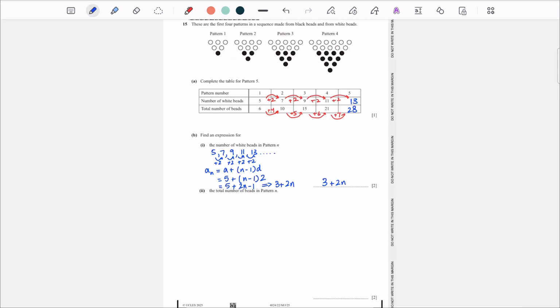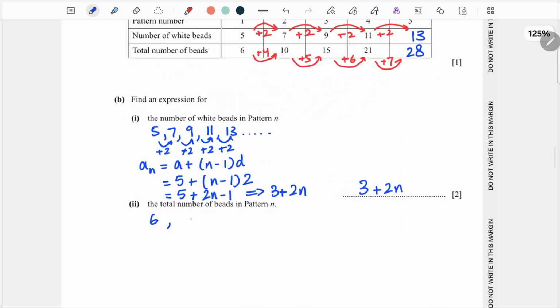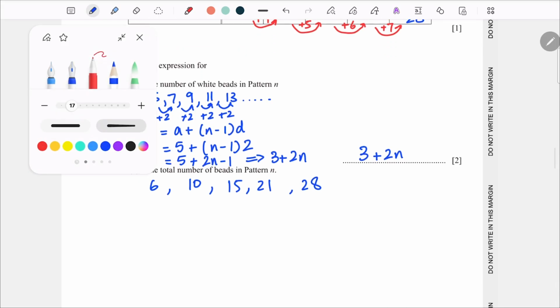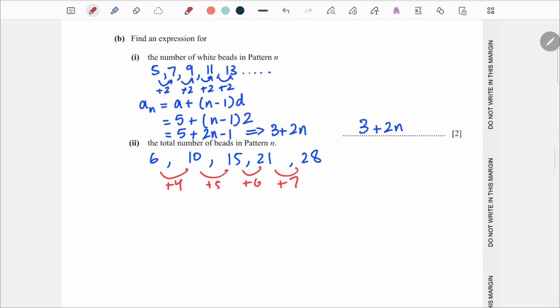In part B2, the total number of beads in pattern N. The total numbers of beads are 6, then 10, then 15, then 21, and last is 28. First of all, the differences are plus 4, then plus 5, plus 6, and plus 7. And the difference between these differences is plus 1. So this is a quadratic sequence.